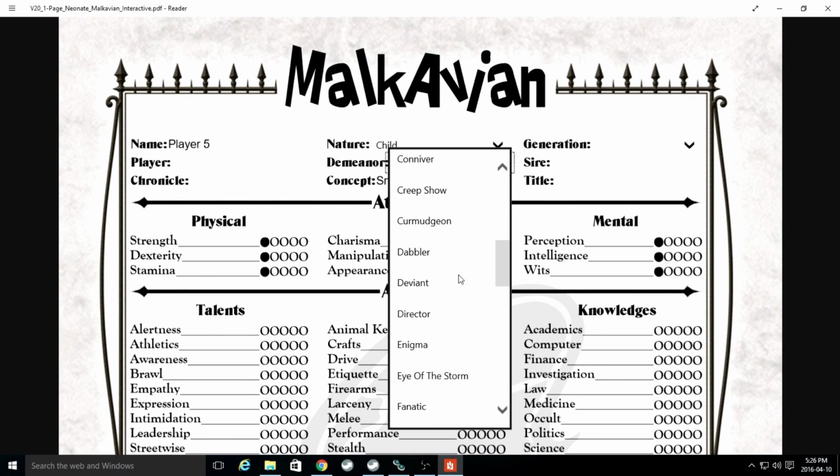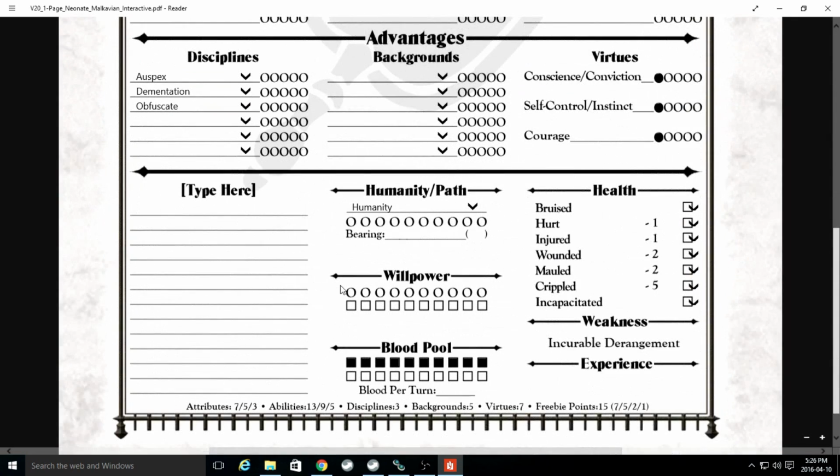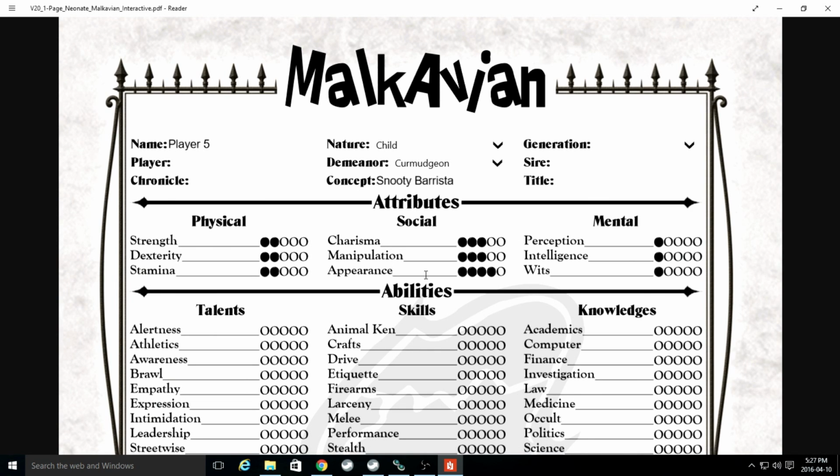We're gonna do curmudgeon. Nothing's ever good enough for our snooty barista. It's just like no, no, no, no, no. And let's see, strength, dexterity, stamina. We'll go 1, 1, 1. Social manipulation, appearance. 1, 2, 3, 4, 5, 6, 7. There we are. Appearance, very, very, we'll do sexy. We'll make him a sexy snooty barista. Yeah, that'll work. Perception, intelligence, wits. Perception and wits higher than intelligence.